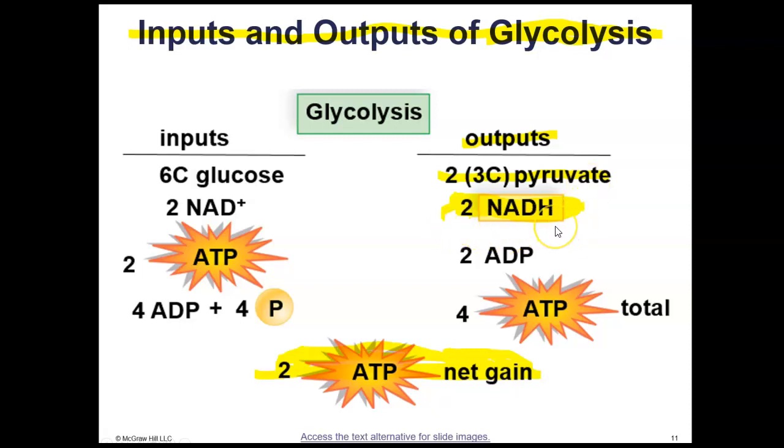The other products are 2 NADH molecules. They will go on to the electron transport chain. And then a net gain of 2 ATP. There are 4 ATP produced, but 2 that are used. So it's a net gain of 2 ATPs.